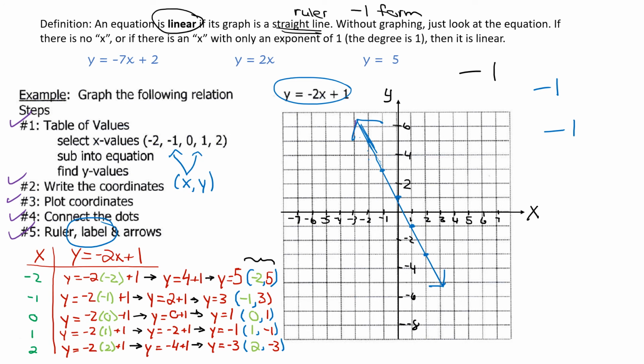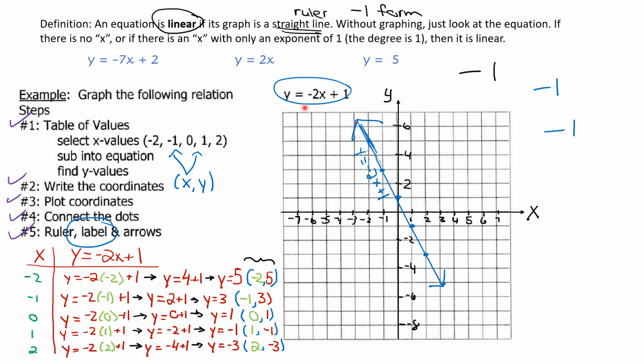So somewhere on the line, and if I could, I'll try to write it on an angle, but this tablet's not that great for that. But let's see if I can write it on an angle here. I'm going to write y equals negative 2x plus 1. I've labeled my line. And that was the last thing on my list here for step 5, to use a ruler to label and put arrows on. So I've done all that. So there you go, a beautiful line, except for this piece here.